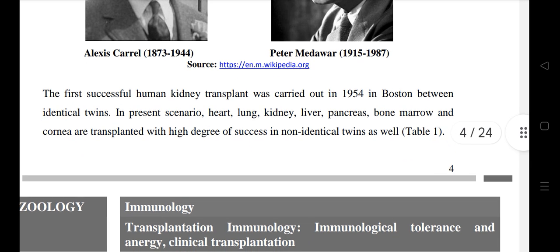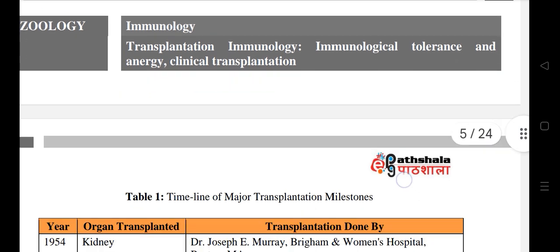The first successful human kidney transplant was carried out in 1954 in Boston between identical twins. In present scenarios, heart, lung, kidney, liver, pancreas, bone marrow, and cornea are transplanted with a high degree of success in non-identical individuals as well.